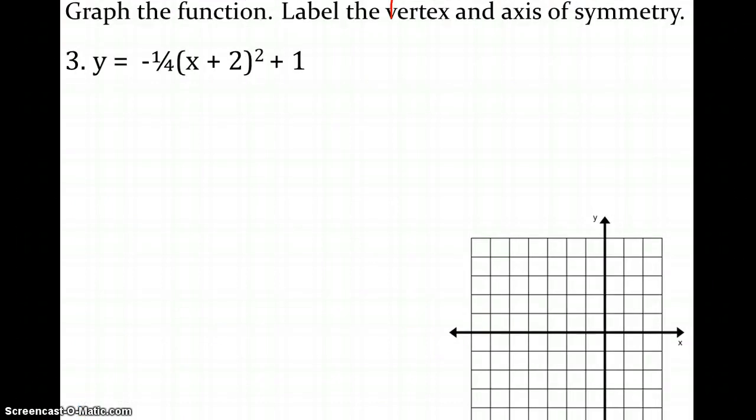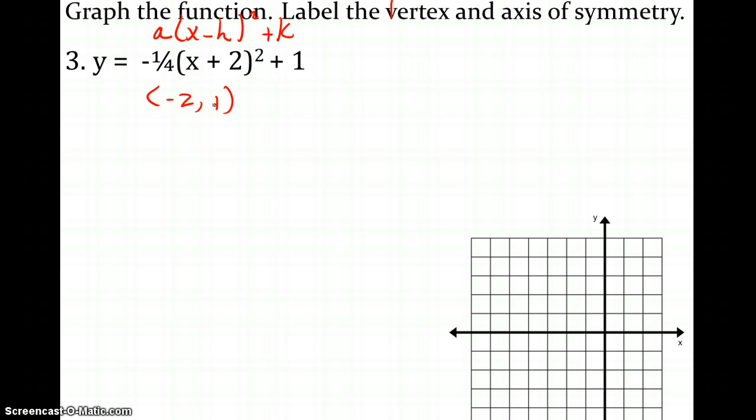Okay, so let's look at the equation y is equal to negative 1/4 times the quantity x plus 2 squared plus 1. What's the vertex of this equation? Well, we know that it's (h, k), so if I rewrite the formula on top, it's a times x minus h squared plus k. So my h would be negative 2 because you told me I have to switch the signs, and my k would be 1. So my vertex is negative 2, 1.